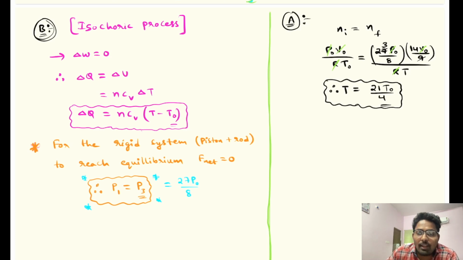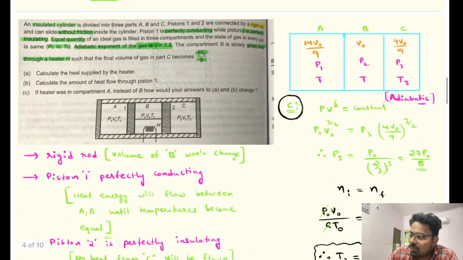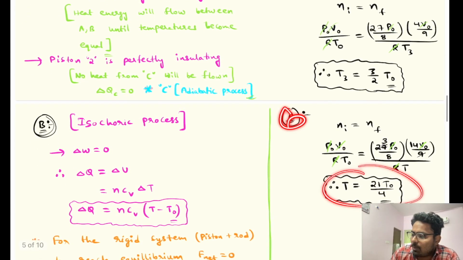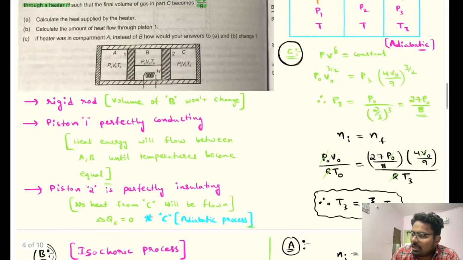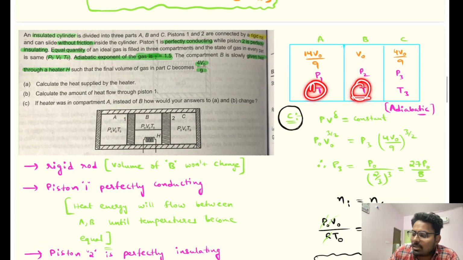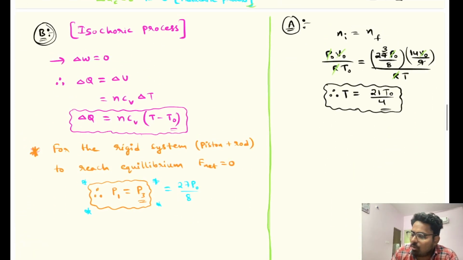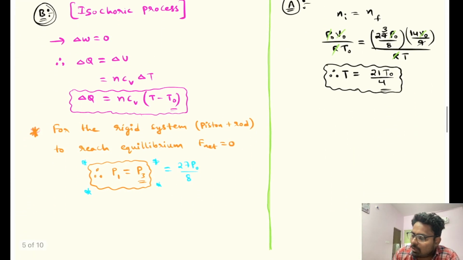So I was able to find T as well. Once we get the value of T, that means now I know the temperature in compartment A, and the same is the temperature in compartment B as well. Now I know the temperature and I know the volume, so automatically I can find the pressure P2. So how to find the pressure P2 in compartment B?